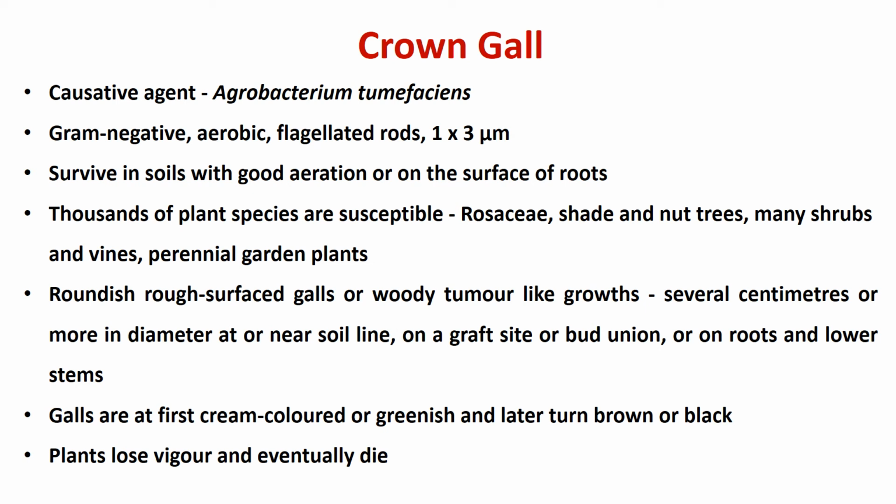During crown gall disease, there will be the formation of roundish, rough-surfaced galls or woody tumor-like growths, several centimeters or more in diameter, generally formed at or near the soil line or on roots and lower stems. They may also develop on a graft site or a bud union site. The galls are first cream colored or greenish and later turn brown or black. The plants having crown gall lose vigor and eventually die.